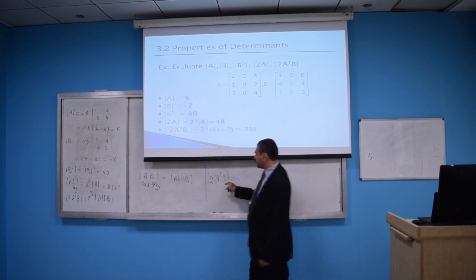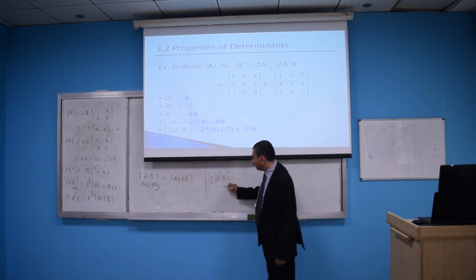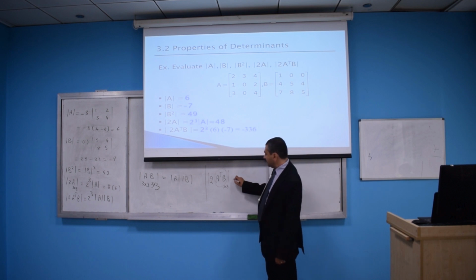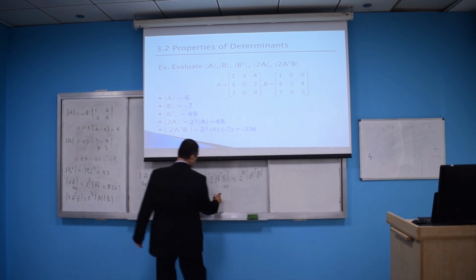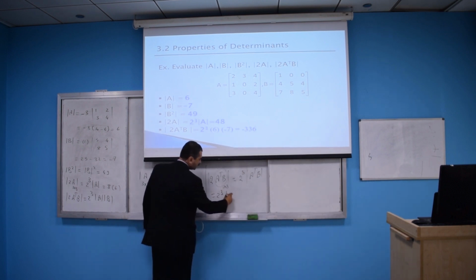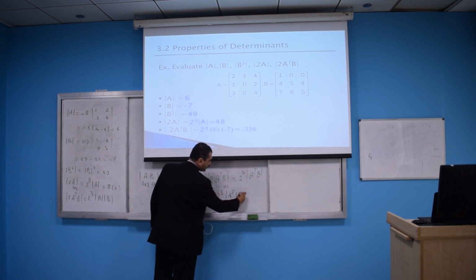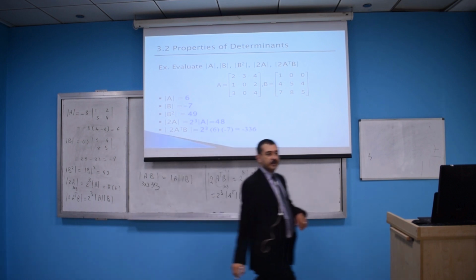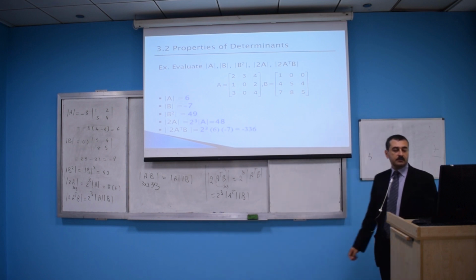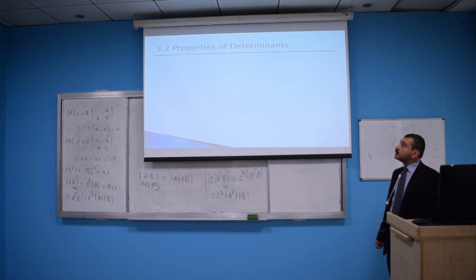2 times matrix, and this matrix is 3 by 3. So it is 2 power 3, the determinant of this matrix. And then determinant of A transpose times determinant of B. And determinant of A transpose is the same as determinant of A. Okay.